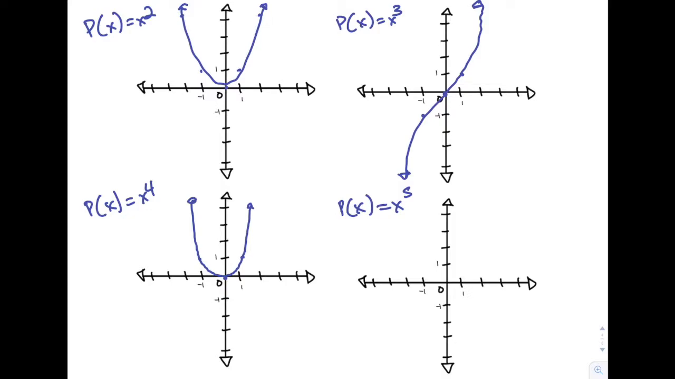X to the fifth, same kind of idea here. We're still going to be hitting those 3 anchor points, (-1, -1), (0, 0), and (1, 1). But in between, we're going to be much closer to the x-axis, and outside, we're going to be growing much quicker. So it'll look like this. So those are your basic graphs of polynomials.